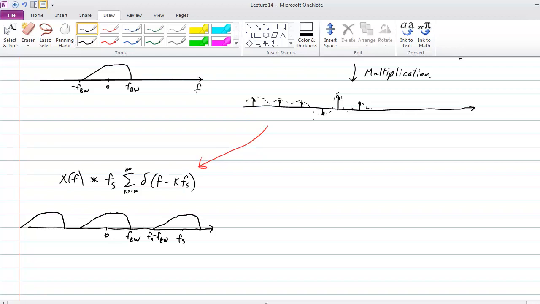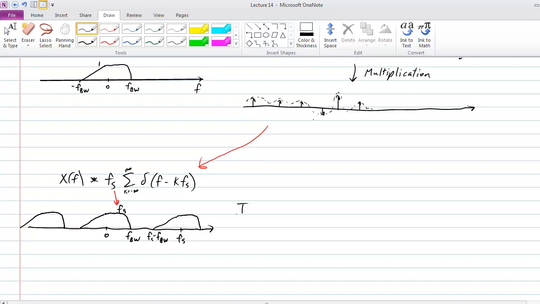Okay, and the height also gets affected because we have this fs out front here. So that means the amplitude, if that was 1, then this goes to fs in height. All right, that's just going to change the scale of our signal. Not that big of a deal right now. Okay.